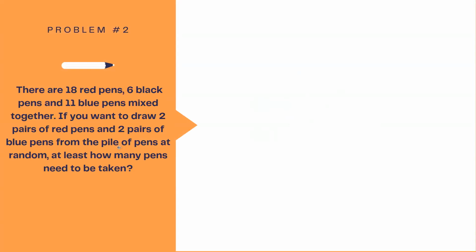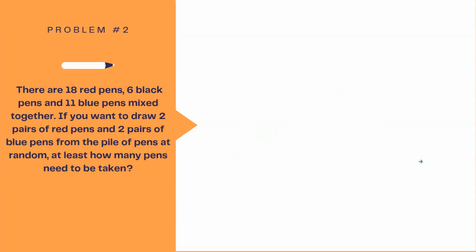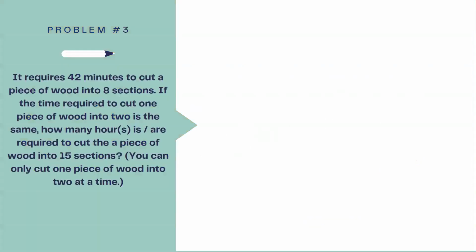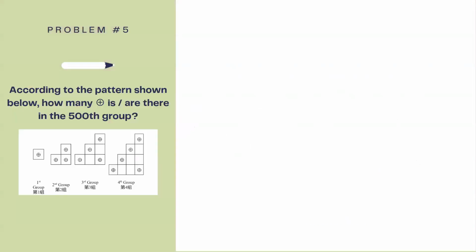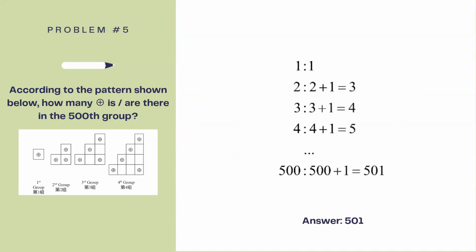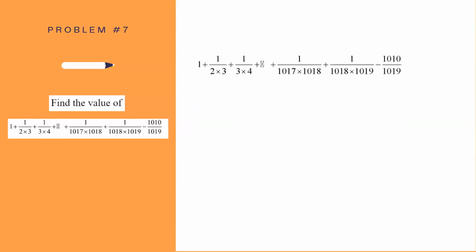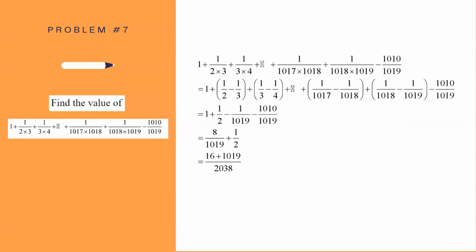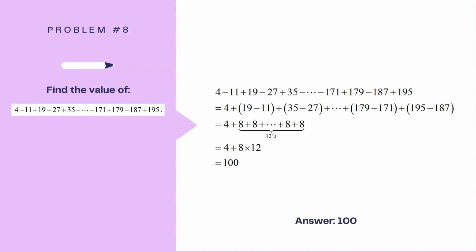So this one, 1 to 8. For problem number 1, the answer is 2140. Problem number 2 is 28. Problem number 3 is 1 and 2 over 5. Problem number 4 is 60. Problem number 5 is 501. Problem number 6 is 120. Number 7 is 1035 over 2038. And lastly, problem number 8 is 100.